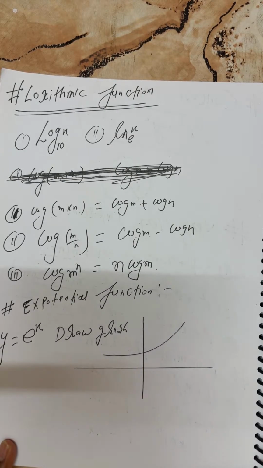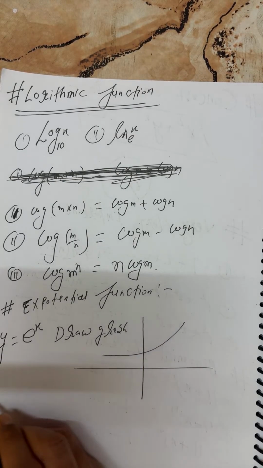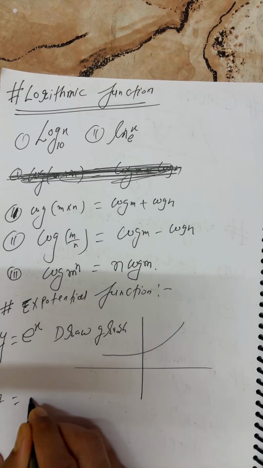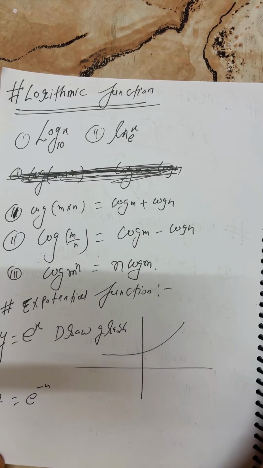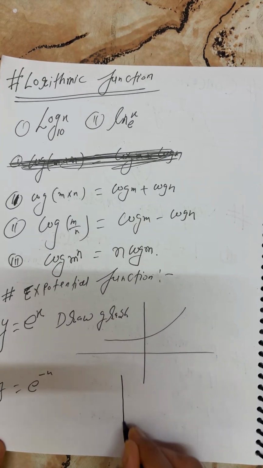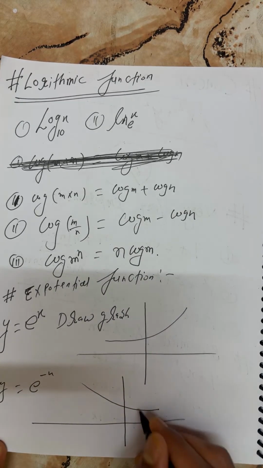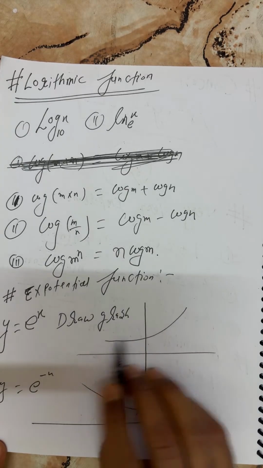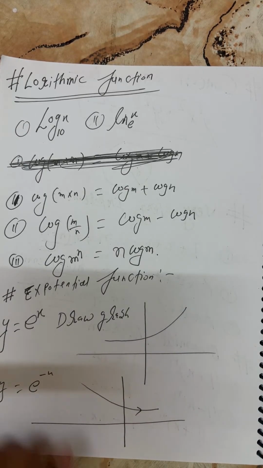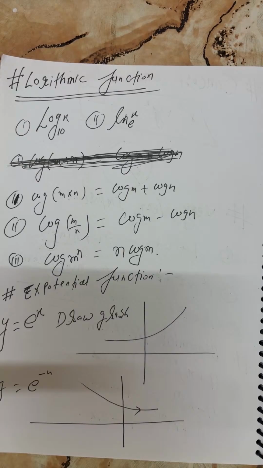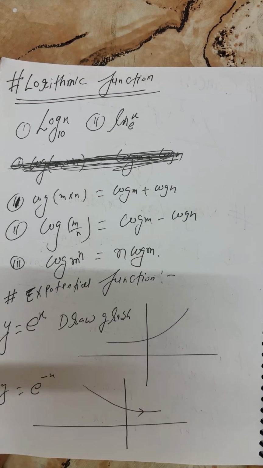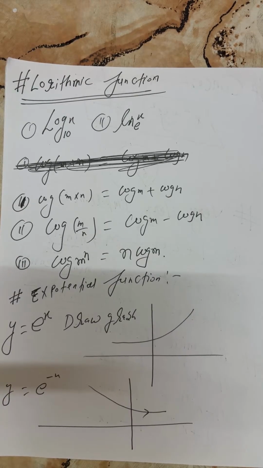Graph of e to the power plus x. Next, y is equal to e to the power minus x: flight landing. Simple. Flight takeoff is e to the power plus x, flight landing is e to the power minus x. Remember this forever. So now a small basic point of physics is finished.